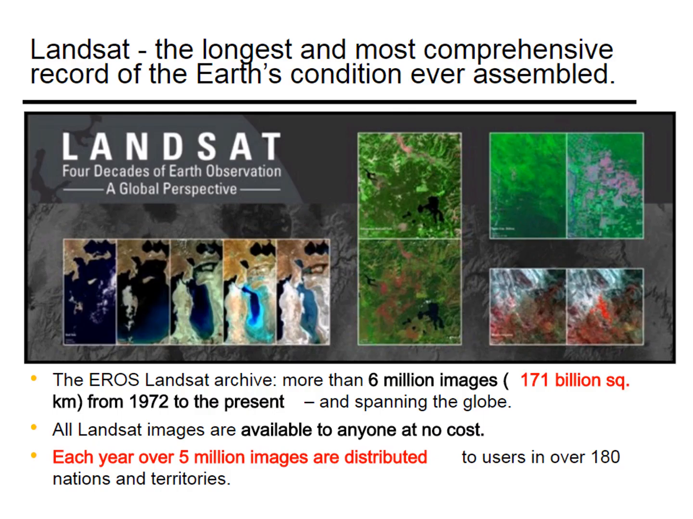Landsat is the sensor that immediately comes to mind when you're talking about this kind of sensor. It's the most comprehensive record of the Earth's condition ever assembled in the EROS Landsat archive, which includes almost all of the images that have been collected with Landsat. There are more than 6 million images, which is 171 billion square kilometers, that were collected from 1972 to the present, and they span the globe.